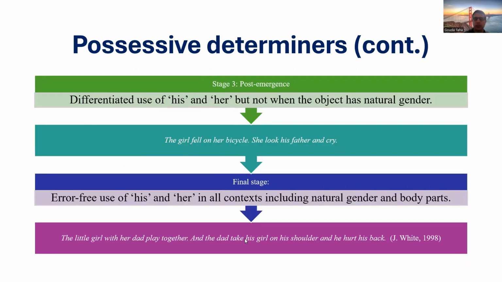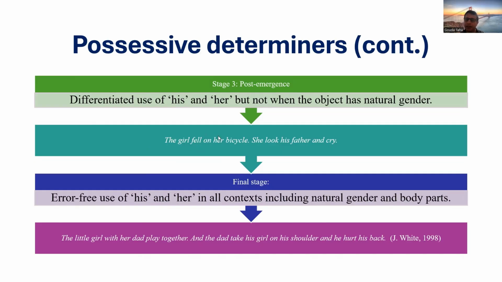And in the next stage, you might see some differentiated use of his and her. So, for example, "the girl fell on her bike and she looked her father and cried."